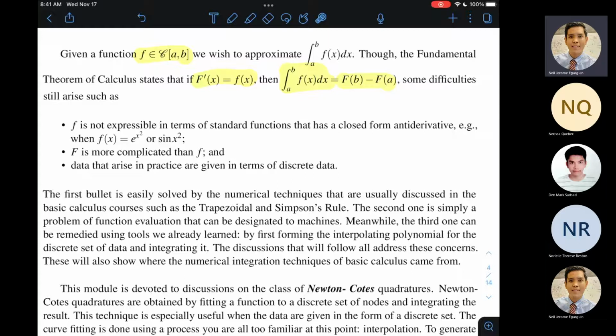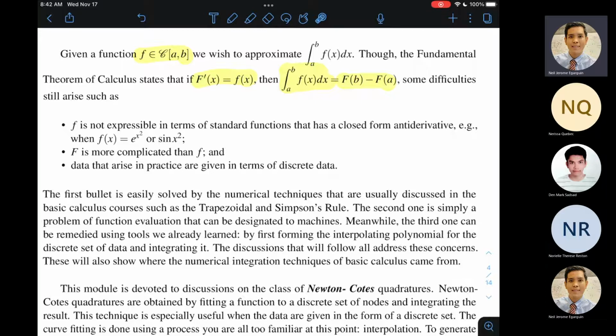dun sa first bullet, ma-address din siya ng numerical integration by using an interpolating polynomial instead of, say, the integrand e to the x squared or sine x squared. So kung ito yung binigay ng integrand sa atin, halimbawa e to the power x squared, pina-integrate siya from 0 to 1, pwede pala ang gawin natin, pumili ako ng mga points mula kay 0 to 1, kunin ko yung function value nila under e to the x squared, and then I will replace e to the x squared by the polynomial passing through all of those chosen data points. So pwede ko pala siyang gamitin. So that gives us a strategy on how to circumvent these three difficulties of symbolic integration.